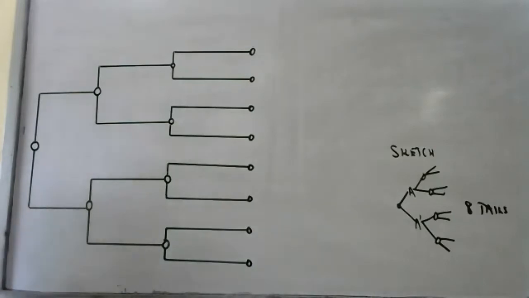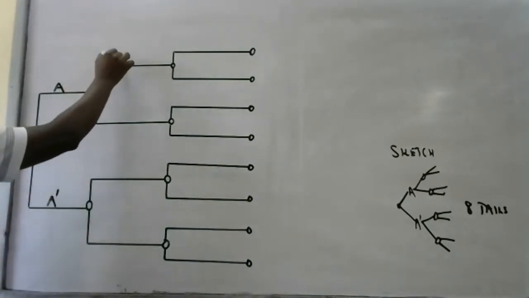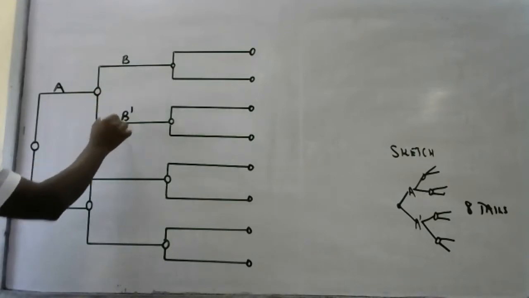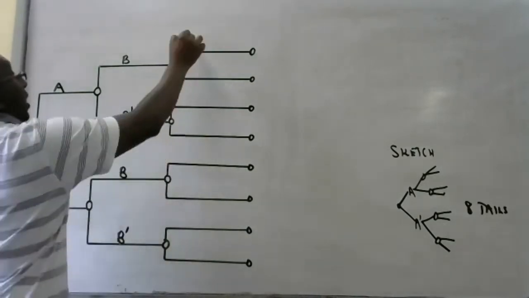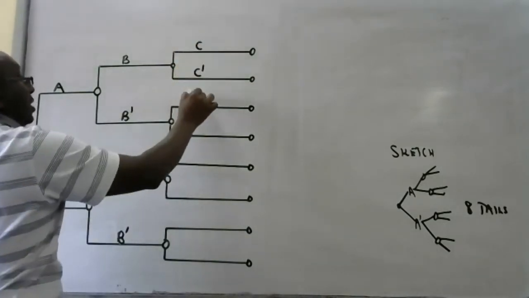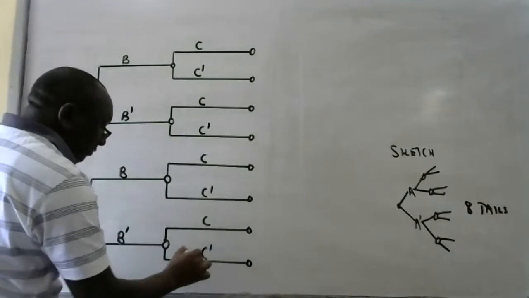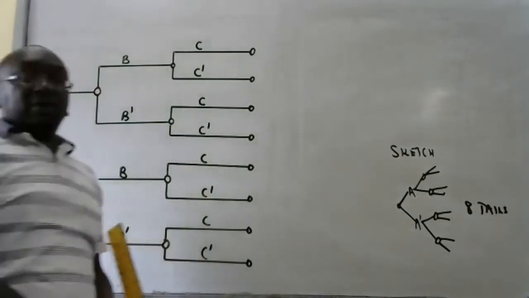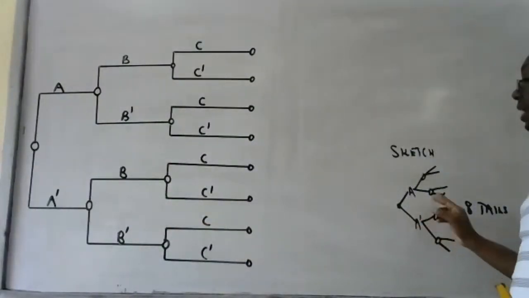So that is how the tree is drawn. And we are saying you have A or you don't have A. When you don't have A, we write it with an apostrophe that way. Or you have B, you don't have B. Then there is C here, and you don't have C. So you see now, this is the fair copy, what we have gotten from the sketch.